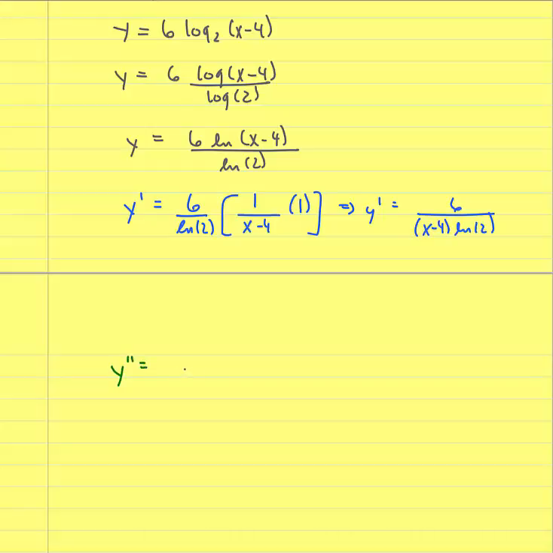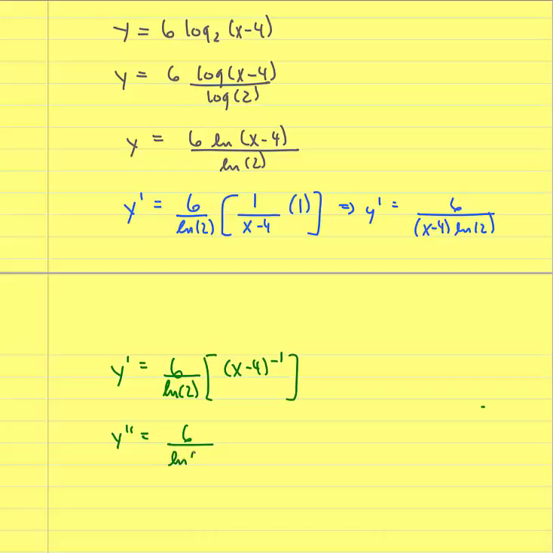So I still don't need a quotient rule here because everything I have out front, the 6 natural log of 2, is all constant. So I'm just really left with 1 over x minus 4. So I could flip this up top and go ahead and take a derivative. So this is still y prime. So now y double prime is when I actually take the derivative.